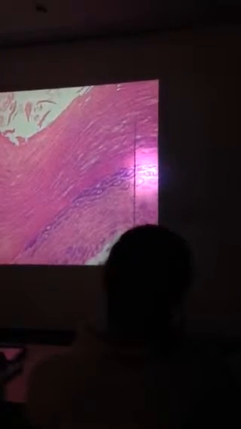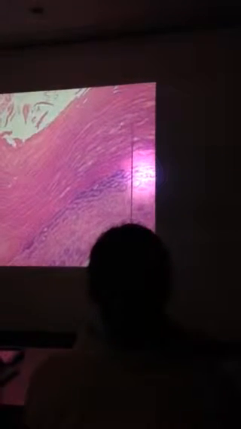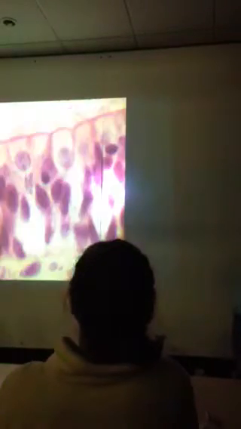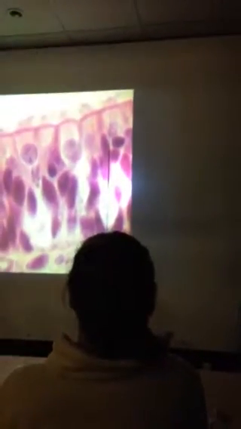What else could this be? Can't be an artery. There's no tunica intima, media, or externa. All right? Do you see what I'm saying? So use your clues to help you answer the questions. All right. What kind of epithelium is this?